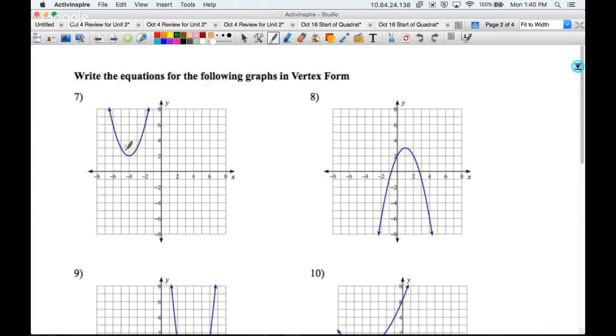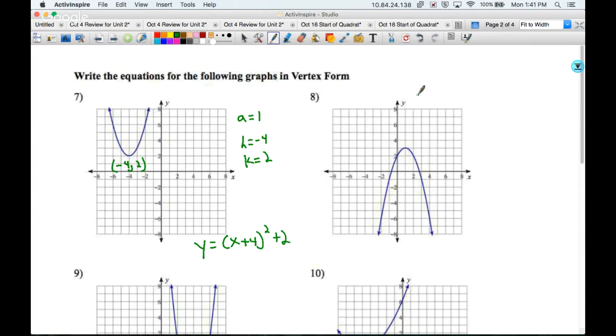Write the equations in vertex form. So I want the h and the k value. This is (-4, 2), my vertex. So for my a value, a handy trick is just see how much you go up. Once you go 1 over from the vertex, I go over 1, I go up 1, a is 1. h is -4, and k is 2. Plug that into our equation, we'll get y equals (x minus -4) or (x plus 4) squared plus 2.